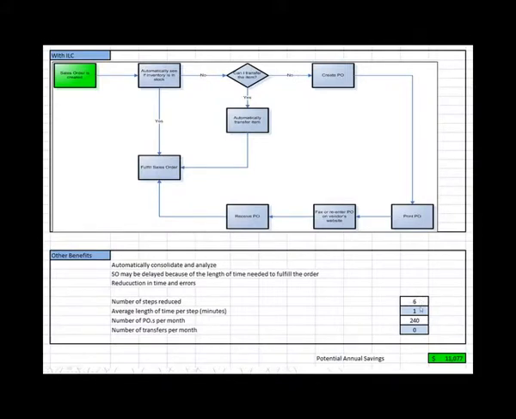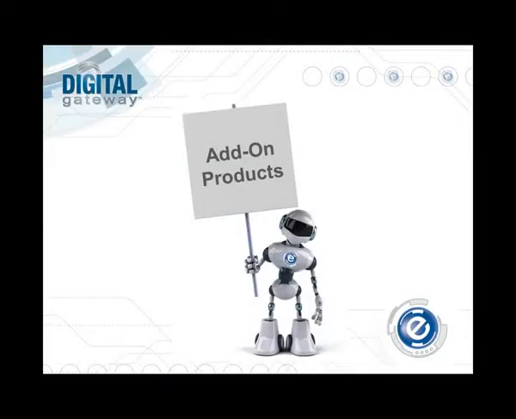And the benefits for this specific company: the number of steps they were able to reduce was 6. The average length of time per step was 1 minute. Number of POs per month was 240, and 0 transfers per month, making the potential savings for this customer over $11,000. So just with these 2 features alone, the ILC and the eAgent tasks, it's been able to save companies a ton of money, and there's a great ROI for them.